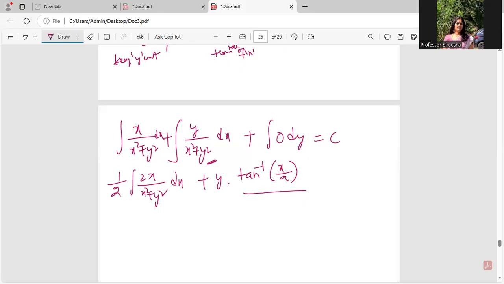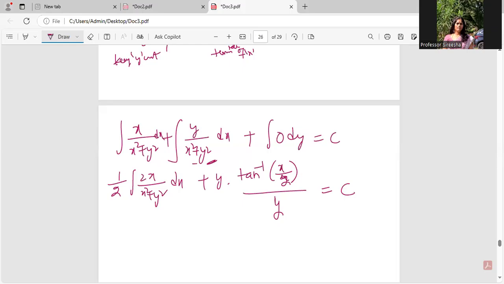Of course, I'll be differentiating this as well, and writing it in the denominator. So what I'll be getting here is x by a, in the place of a I have y, so x by y. If I am differentiating, I'll be getting y here. So this is equal to C.